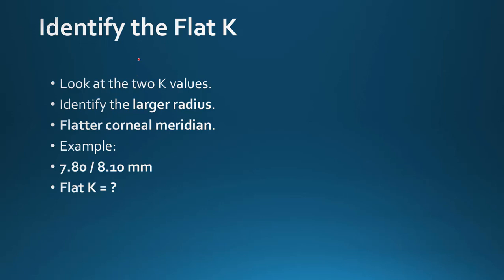So how can we identify the flat K? Look at the two K values, identify the larger radius, because we know that the larger the radius, the flatter will be the corneal surface. So as I mentioned previously, in 7.8 and 8.1, the flat K will be 8.10.